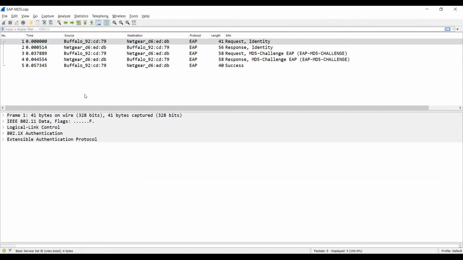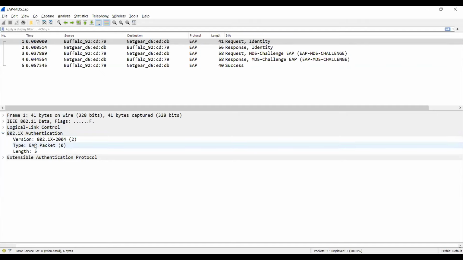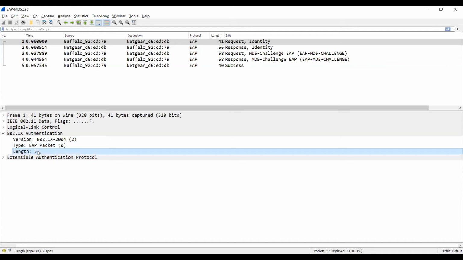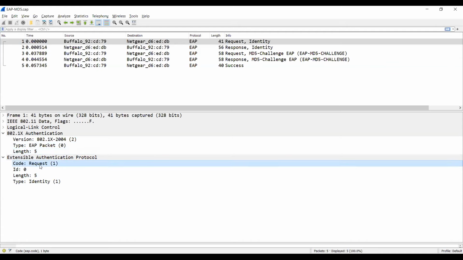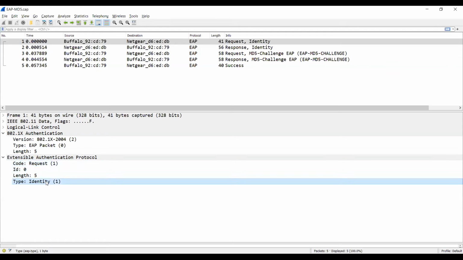So now this is your 802.1x authentication packet, right? As you can observe, the protocol is EAP. If you open it, it will tell you that the type is EAP packet, the length is 5. Now, if you open this, you will actually see that it's a request for the identity. So this is being done by the access point.